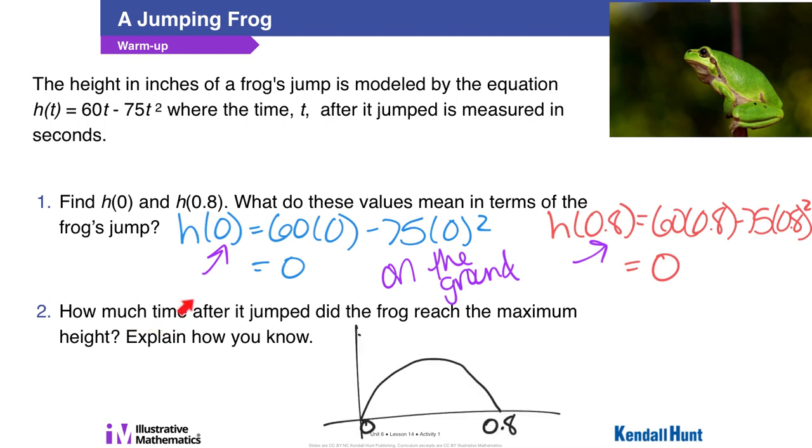Number 2 is asking how much time after it jumped did the frog reach the maximum height. So we're not asking for his maximum height, but when did he reach that maximum height? So if he was on the ground at 0 seconds and at 0.8 seconds, his maximum height is going to be right in the middle at 0.4 seconds.